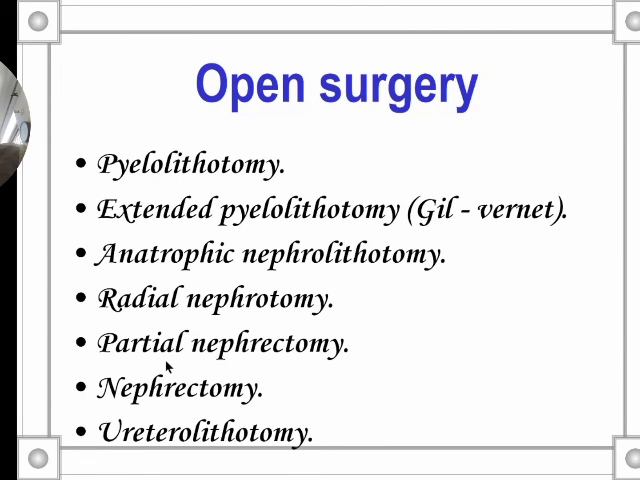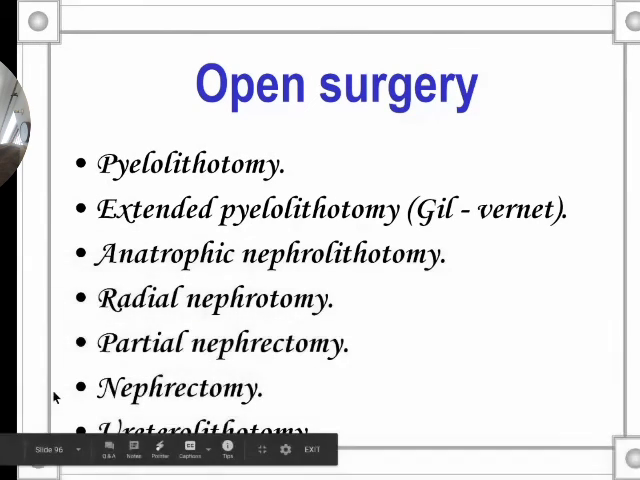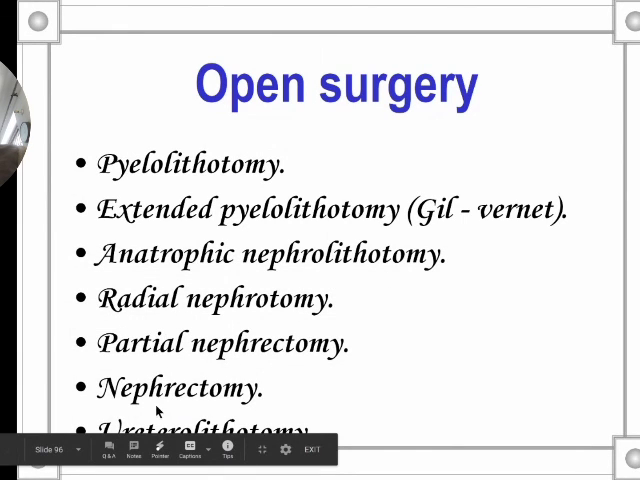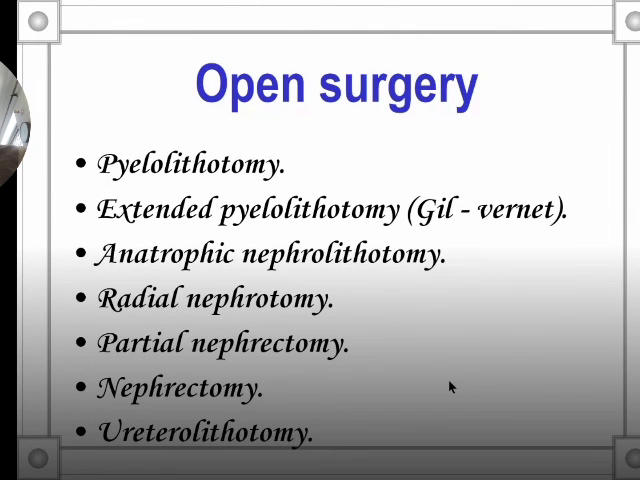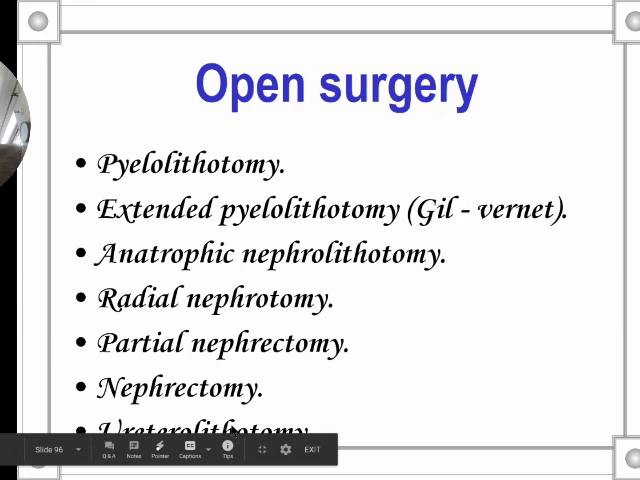Similarly, if the kidney is not functioning, especially the lower pole, then you can remove those stones along with a partial nephrectomy. If the kidney is not functioning at all, an infected non-functioning kidney with the other kidney normal, in that situation you remove the kidney; that is nephrectomy. And if the stone is in the ureter and not removable with ureteroscope, then you remove it with open ureterolithotomy.